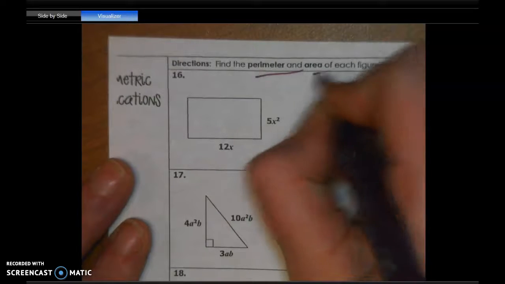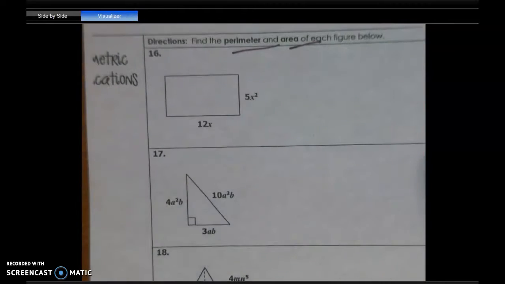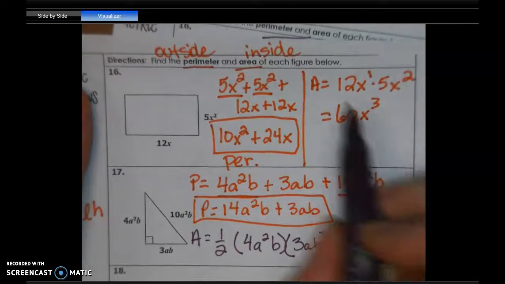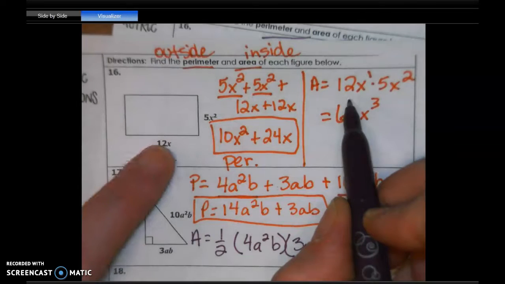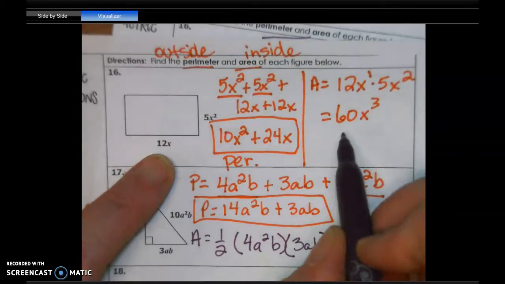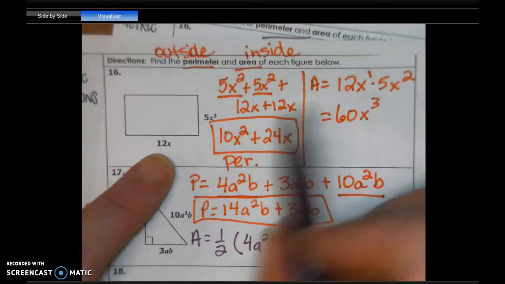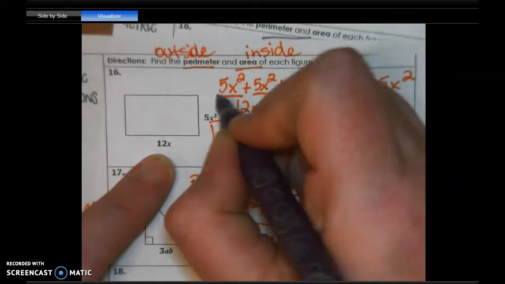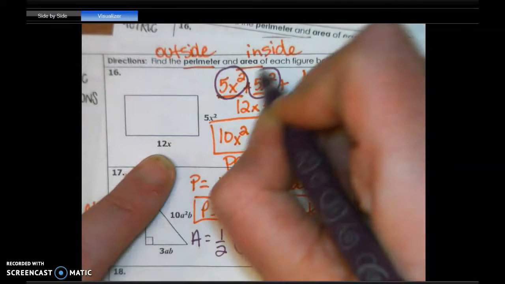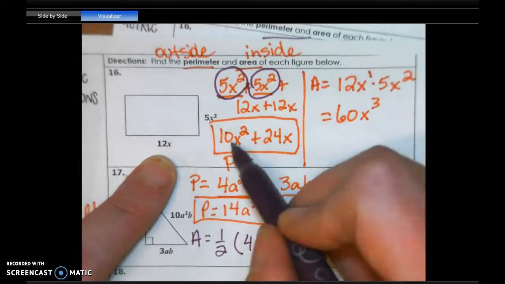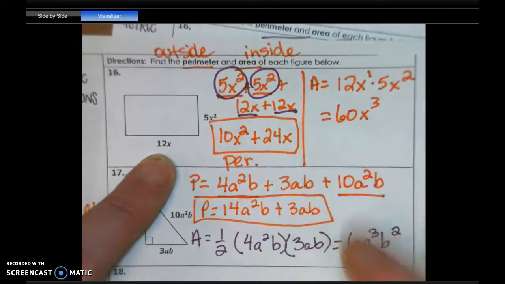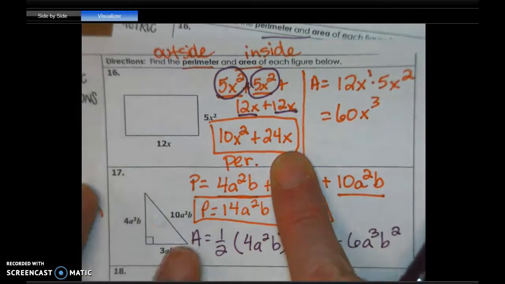Okay? So jump over to the shapes. Okay, perimeter and area. Let me show you. I finished one. Okay, take a look. My area is this side times that side. 12 times 5 is 60, x to the third. This one here, you add up all your sides. You can only add the pairs that match. So that pair matches, so we got 10 of those. This pair matches, so you've got 24 of those. This is your answer. I know it doesn't look finished, but that is your answer.